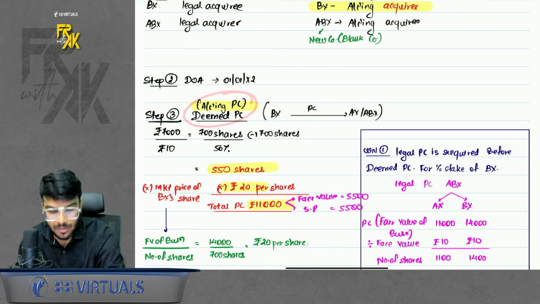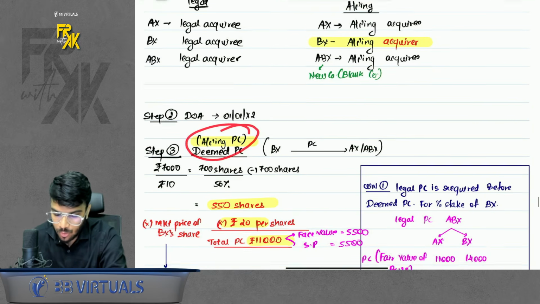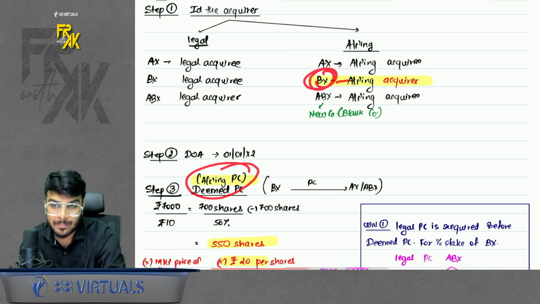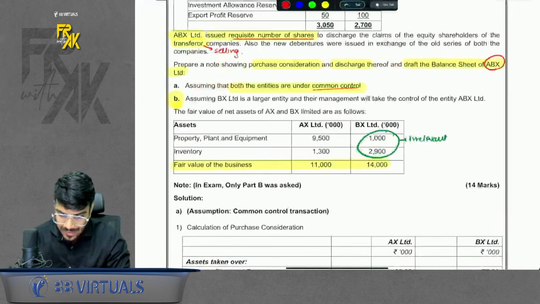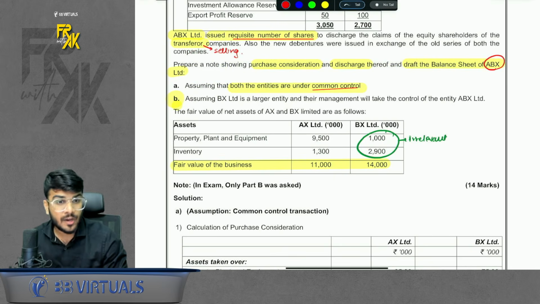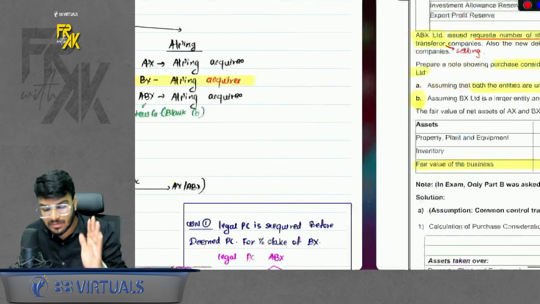Deemed PC. Now the issue with deemed PC is we don't know the stake to be maintained by BX. Normally we have the legal PC, through which we come to know BX has to maintain this much stake. Here it was given in the question that it is a reverse acquisition. We did not find it on our own whether it was a reverse acquisition or not. It was given in the question.